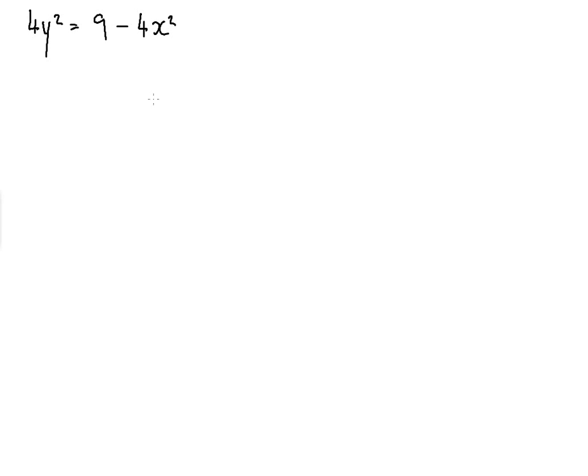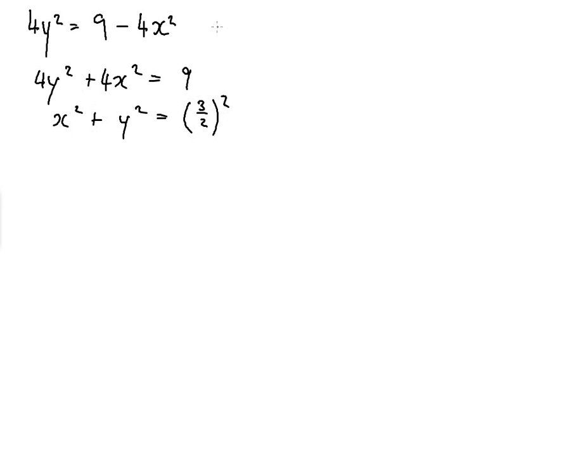So this question asks us to sketch the curve 4y squared is equal to 9 minus 4x squared. So we already know from the first part of this chapter that we can rewrite this as 4y squared plus 4x squared equals 9. So x squared plus y squared is equal to (3/2) squared, or 9/4. And we recognize what this is. This is a circle centered on the origin with radius 3/2. So we already know what we're aiming for.